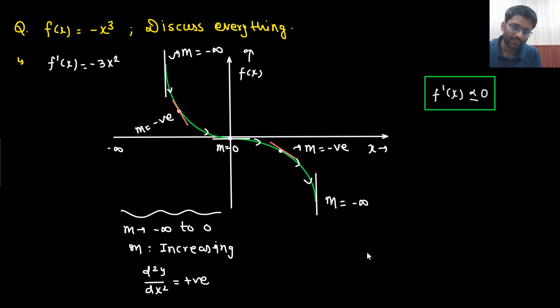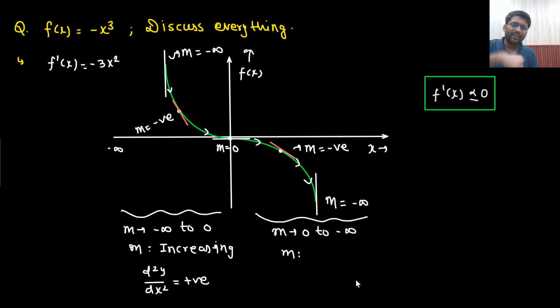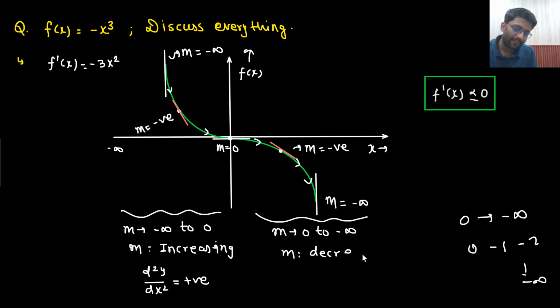This is some negative slope only. So the slope is going from 0 to minus infinity. Here the slope is going from 0 to minus infinity. What does that mean? 0 to minus 1, minus 2, and then minus infinity. What does that mean? Slope is decreasing. If the slope is decreasing, then what will be the scenario? That d2y by dx2 will be negative.